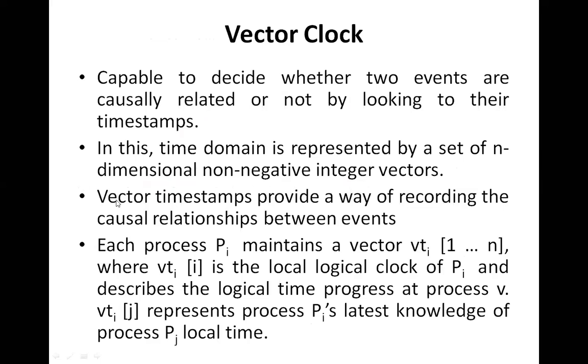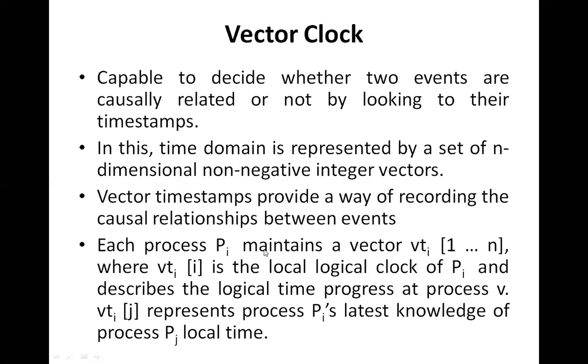Now, whenever we provide this vector timestamp, it records the causal relationship between the events, and that is why by looking at the vector timestamp, we are able to say whether the events are causally related with each other or not. And how is it being done?